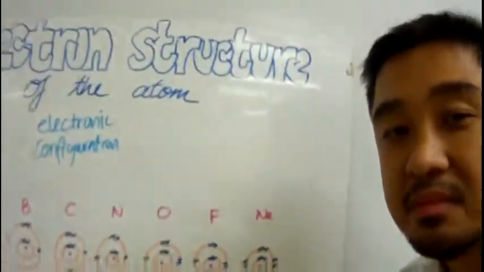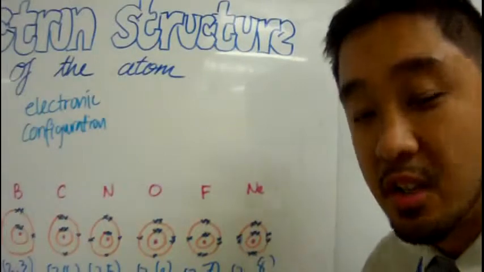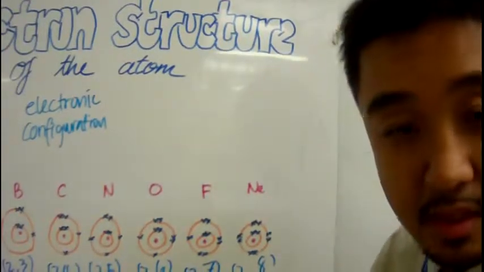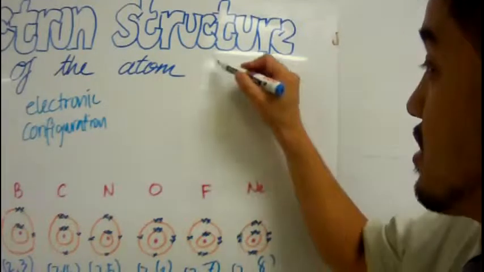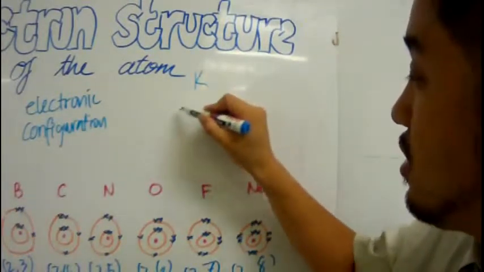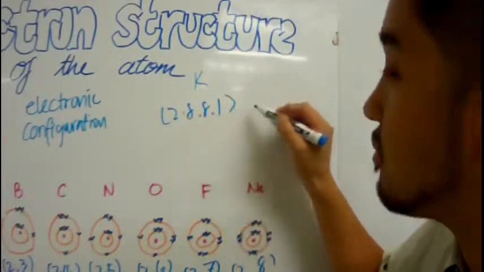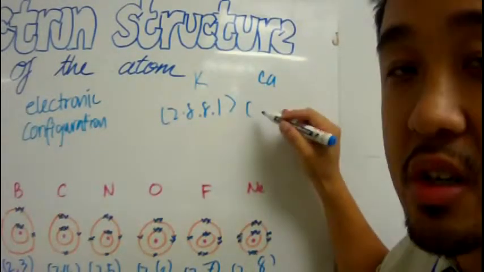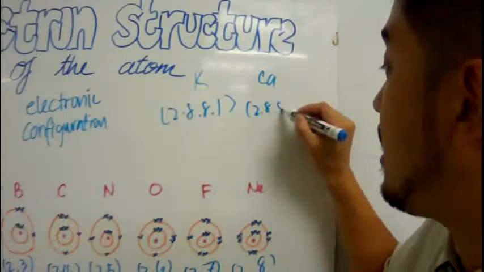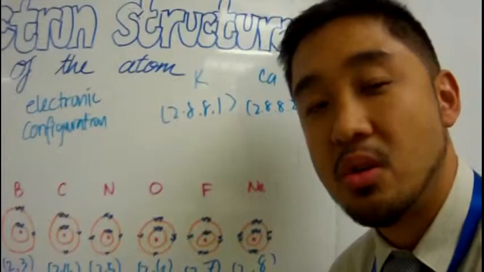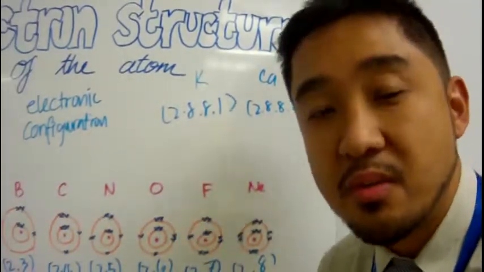Now, let's go back up and talk about potassium and calcium. So potassium will have an electron configuration of 2, 8, 8, 1, and calcium will have an electron configuration of 2, 8, 8, 2. That's it for electron configuration for atoms.